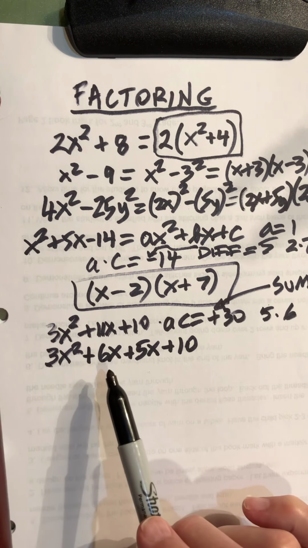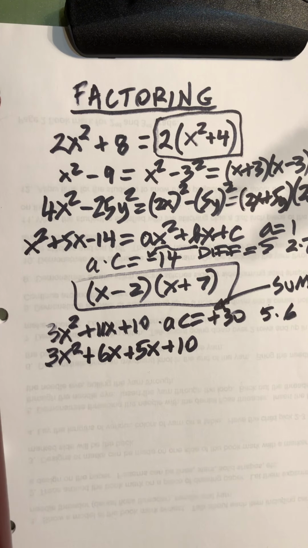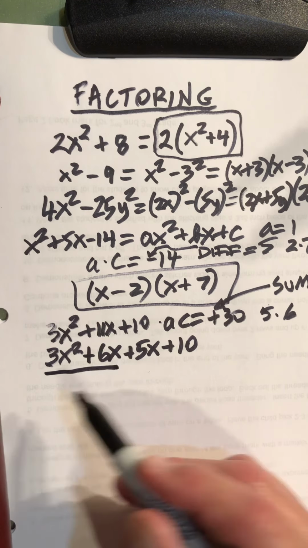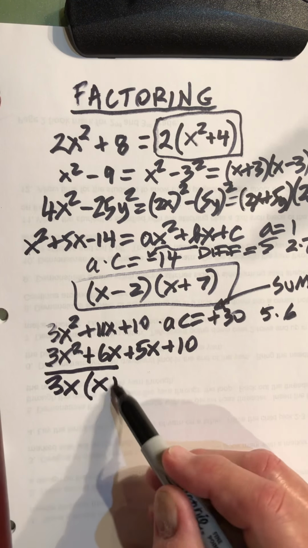Guys, you could put the 5 here and the 6 here. It would just work out eventually to be the same exact thing. Now what's common in this? There's a 3x that I can take out. That leaves me with x plus 2.